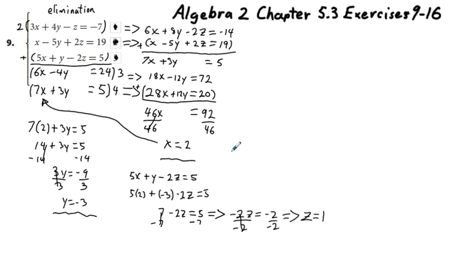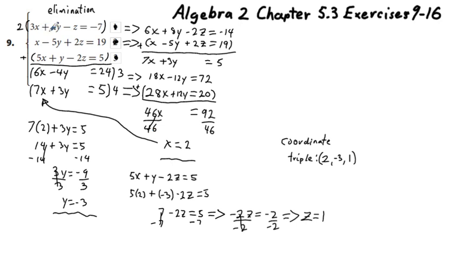We have the coordinate triple, or ordered triple. And that's going to be x is 2, comma, y is negative 3, comma, z is 1. So that's what it is.